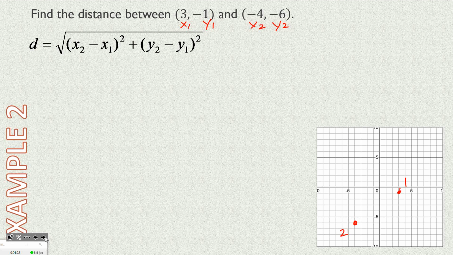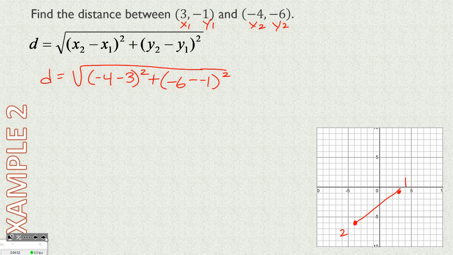When I walk from point 1 to point 2, I'm not walking straight, horizontal or vertical. So how do I know exactly how far I'm going? I can't just count grid marks like I did in the previous problem. So let's plug in. Let's see what happens. So x2, -4, minus x1 is 3 squared, plus y2 is -6, minus -1 squared, and minus a negative becomes plus a positive, right? So -4 minus 3 is -7 squared, plus negative 6 plus 1 is negative 5 squared.